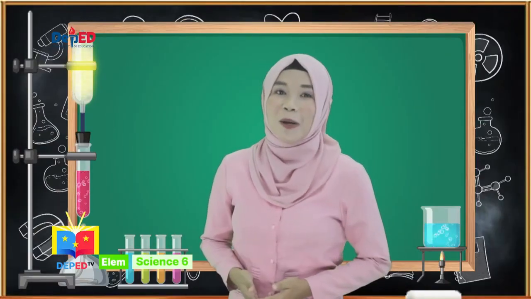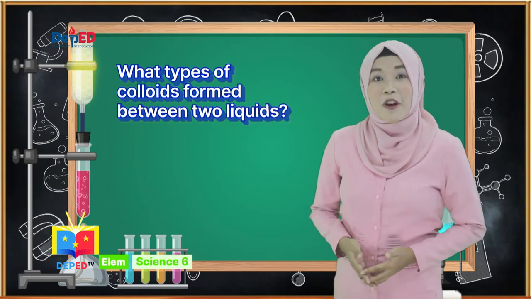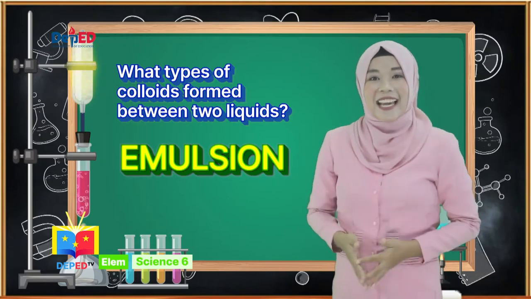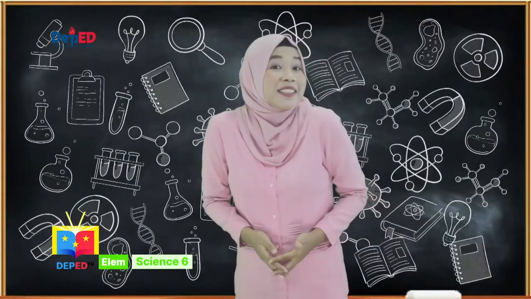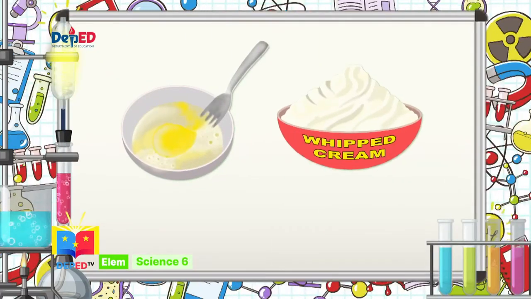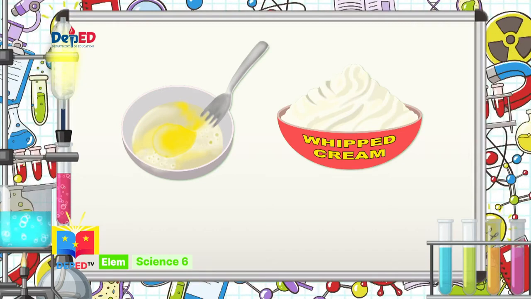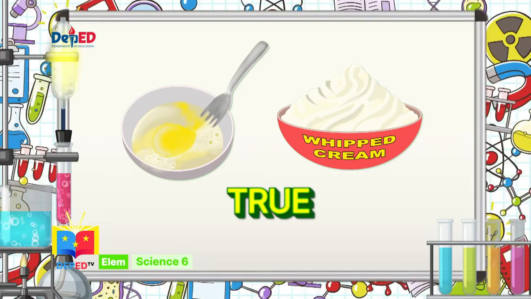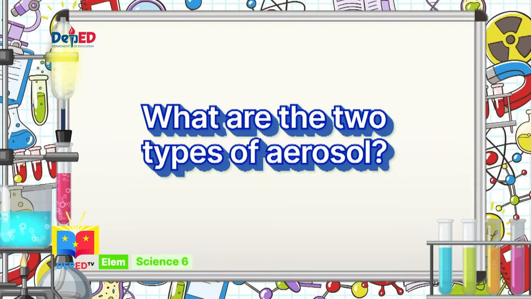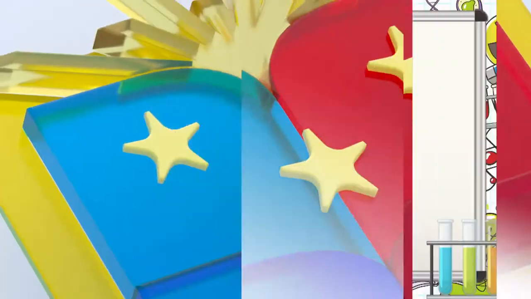In our previous episode, you have learned about colloids and their characteristics. What types of colloids formed between two liquids? Great! It is emulsion. True or false? Beaten egg white and whipped cream are examples of foam, one of the types of colloid. The correct answer is true. What are the two types of aerosol? Very good! The two types of aerosol are liquid aerosol and solid aerosol.